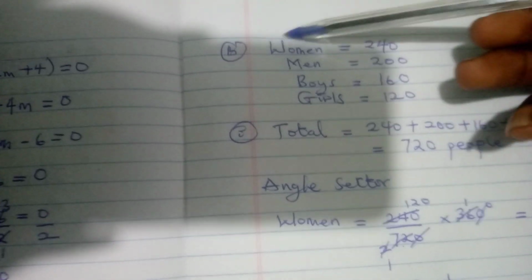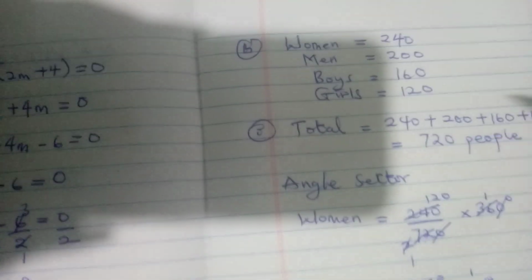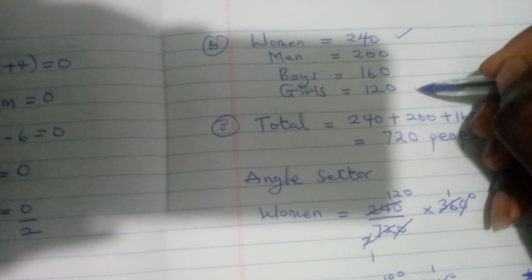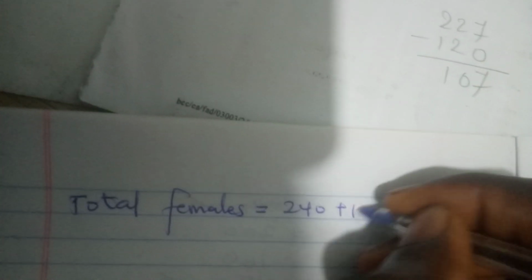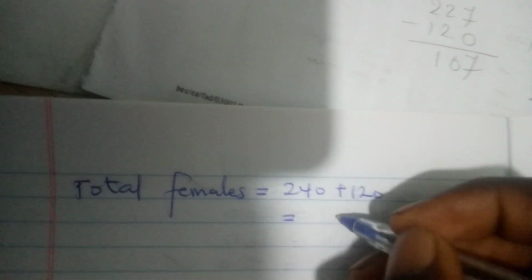Then we have the last one. The last one is saying what percentage of the people at the rally were female. What percentage were female? First of all, these are the people that attended the rally. Which of them are female? Women and girls. So we have to find total females, which is adding the women to the girls. So that is 240 plus 120. And that gives you a total of 360.